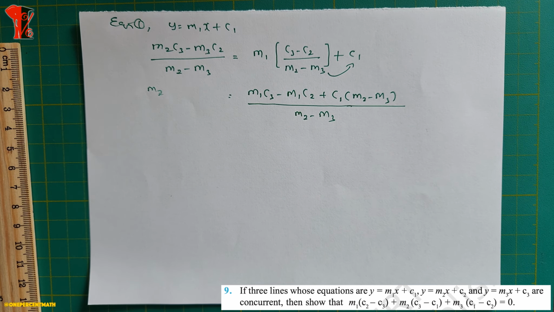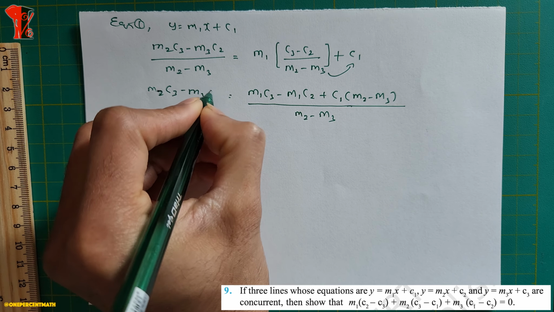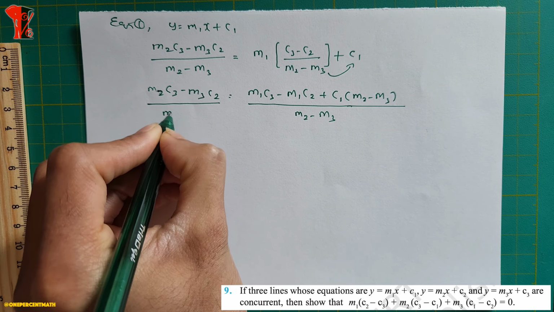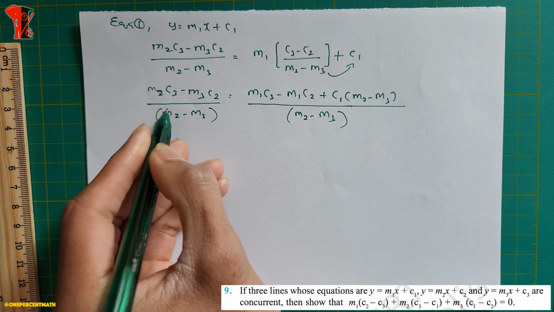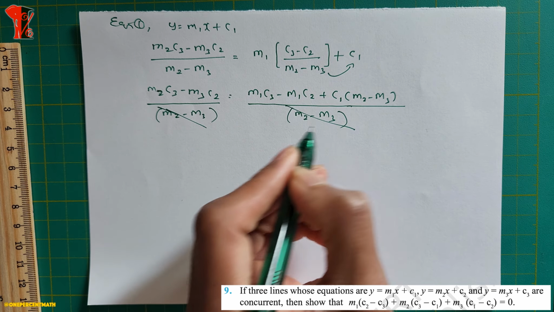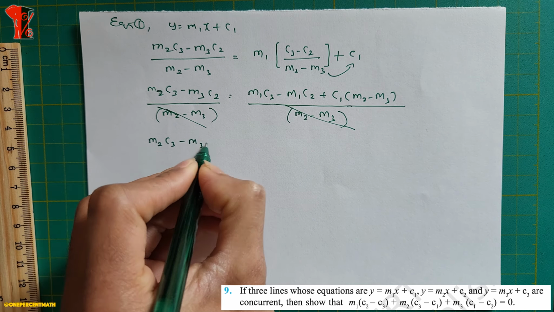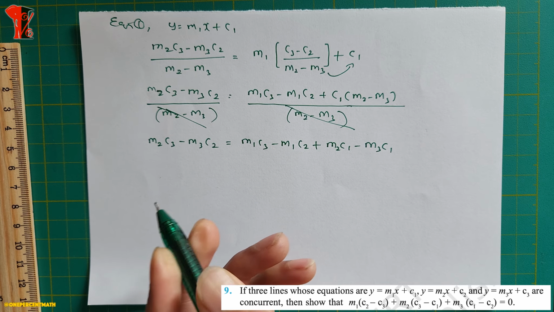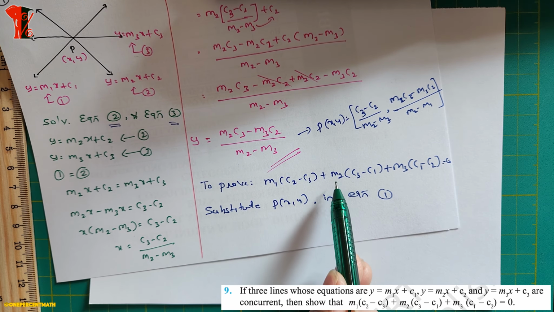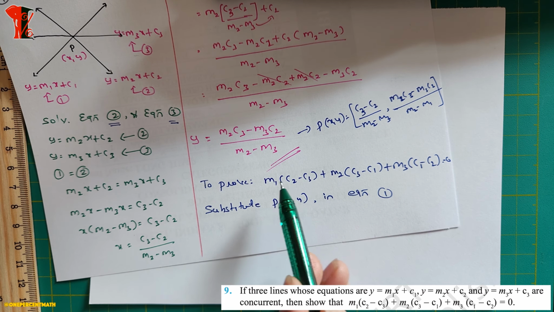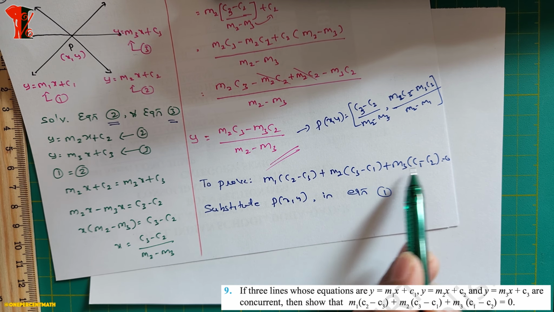This will be (m2c3 minus m3c2) divided by (m2 minus m3). Here I can cancel these two, correct? When I cross multiply, they'll get cancelled. So let me cancel now. Now this is solved. In the numerator what is left over, basically what I need to prove is m1(c2 minus c3) plus m2(c3 minus c1) plus m3(c1 minus c2). So I need to group all the m1s together, m2s together, m3s together. If I do that, I'll get the answer.